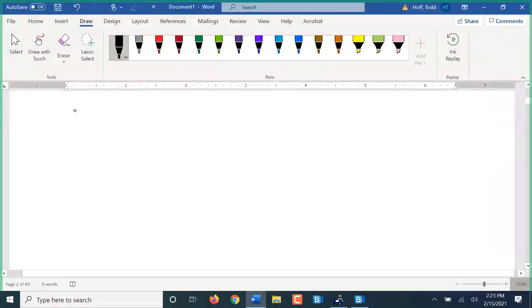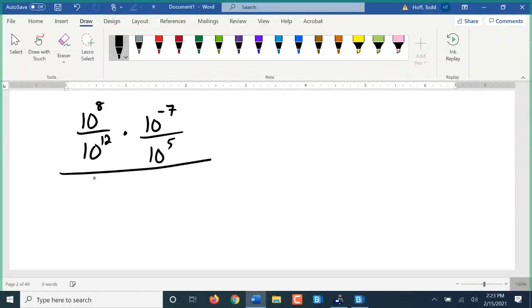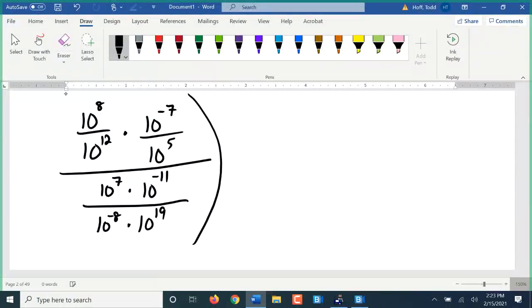We might have 10 to the 8th divided by 10 to the 12th times 10 to the negative 7th divided by 10 to the 5th, over 10 to the 7th times 10 to the negative 11th divided by 10 to the negative 8th times 10 to the 15th, all to the power of 5.